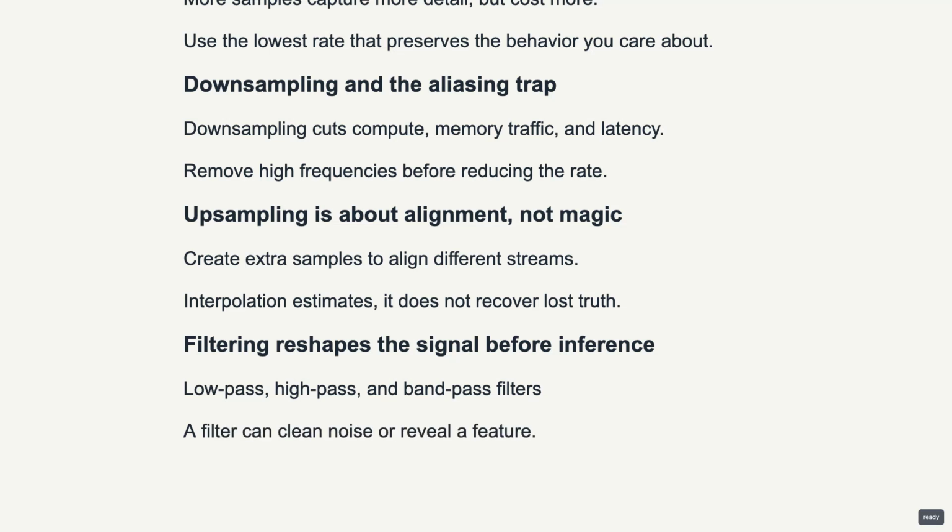Filtering is not only for cleanup. A low-pass filter can reveal a trend hidden under sensor chatter, while a high-pass filter can expose impacts or abrupt changes. So the filter can act like a lens as well as a broom.